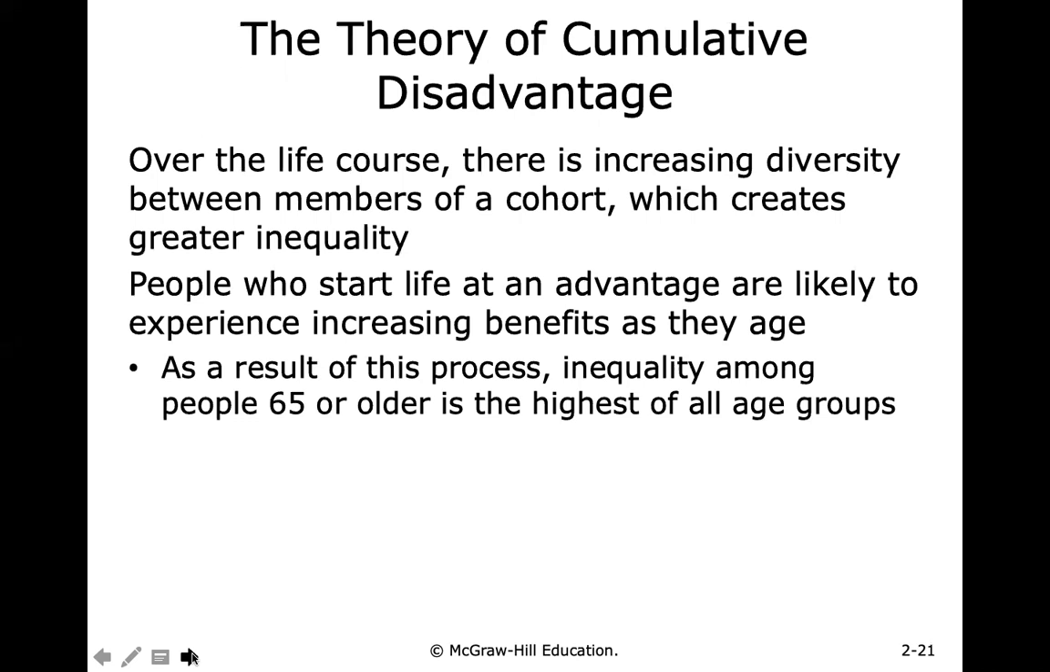Over the life course, there is going to be, even within a cohort, an increasing diversity between members of that cohort. Then that's going to create this whole concept of inequality. So individuals who start off life at an advantage are going to experience increasing benefits as they age. So what happens now is that pushes up toward the 65 and over age category. There is more inequality amongst people who are 65 and over. They're the highest of that cumulative disadvantage of any age group.